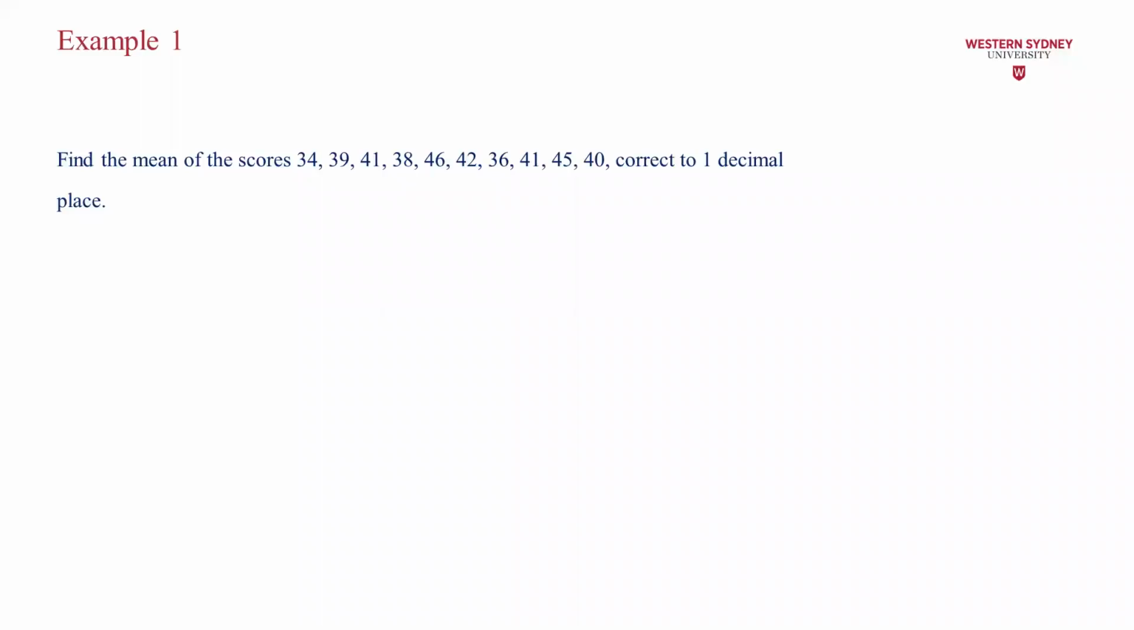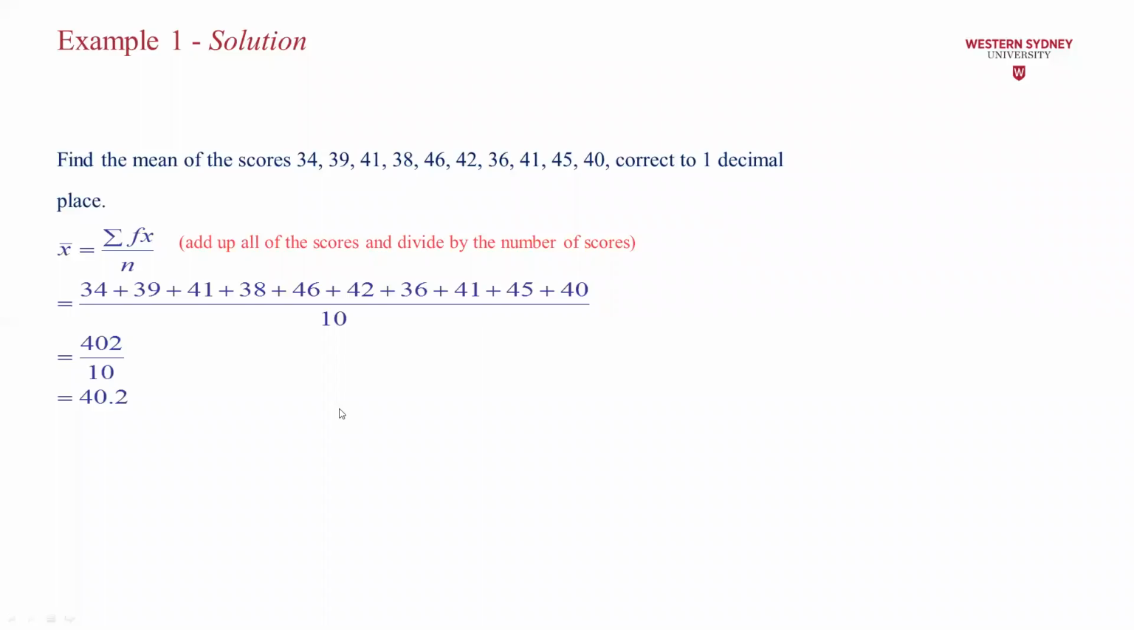Example 1. Find the mean of the scores that are shown here, correct to one decimal place. Now, first of all, we count the number of scores. There are 10 scores. The mean is often referred to as the average. So we're going to add those 10 scores together and divide by the number of scores, which is 10.